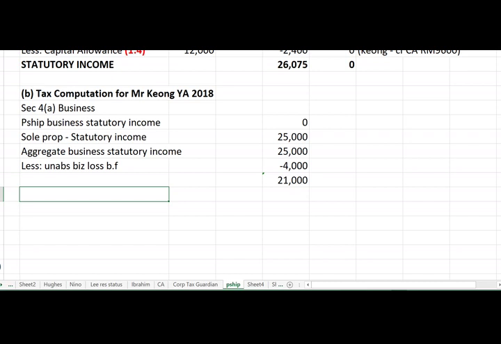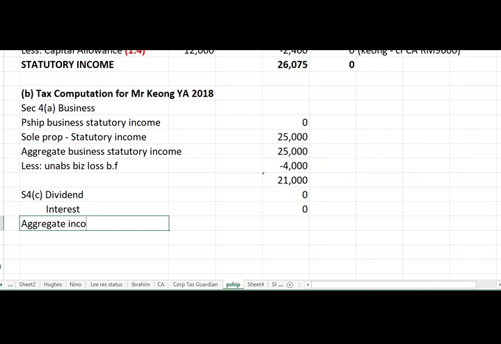Okay, once you finish off with that, then you will have 4C, the dividend, which obviously is 0 because it's tax exempt. And then you're supposed to have another one which is interest. Now interest from bank is tax exempt as well. So it's all 0, 0, correct? So it's all tax exempt. Okay, and then this is my aggregate income.